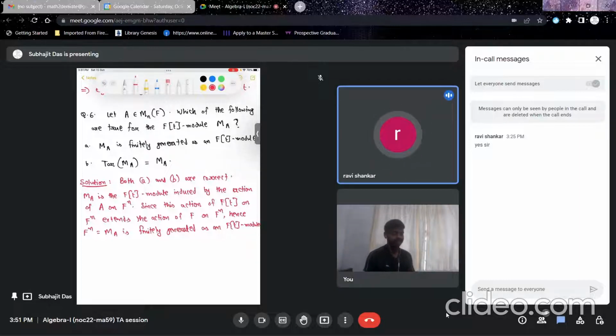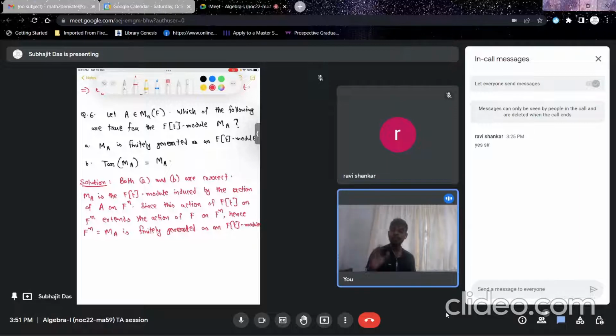Yeah, sure. So basically you take Fn, you consider it as a vector space over F. It is finitely generated, right? There's no doubt about that. Fn as a vector space over F is finitely generated, right? You just take the canonical basis E1, E2 up to En, right?